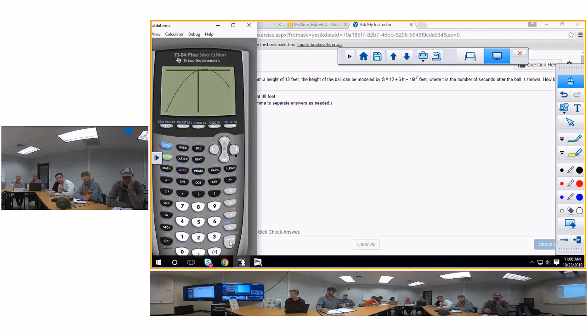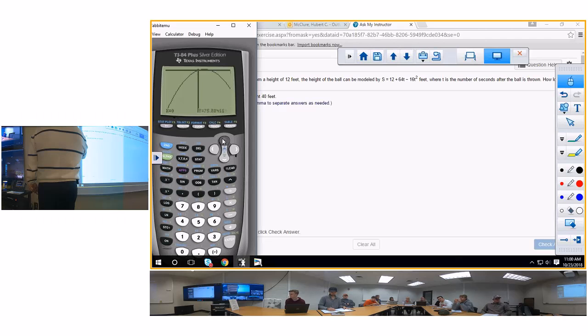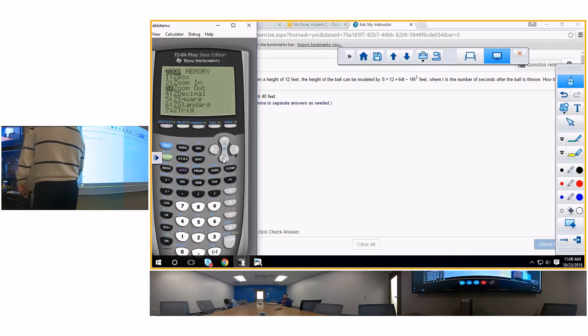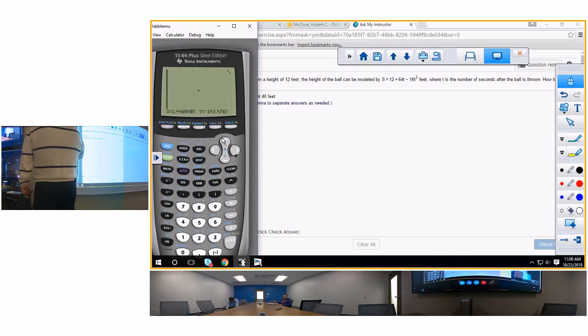Now zoom window and zoom into that area right up here and get the x-intercepts. Do it. Yep, it's not going to do it, so I got to zoom out. Just give me a second. I'm trying to get the answer for you.